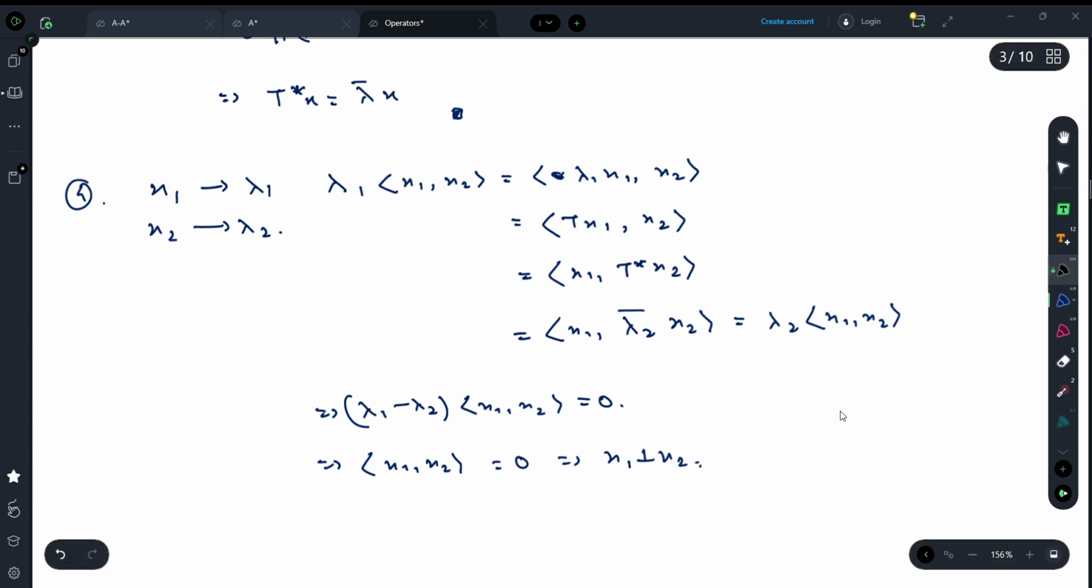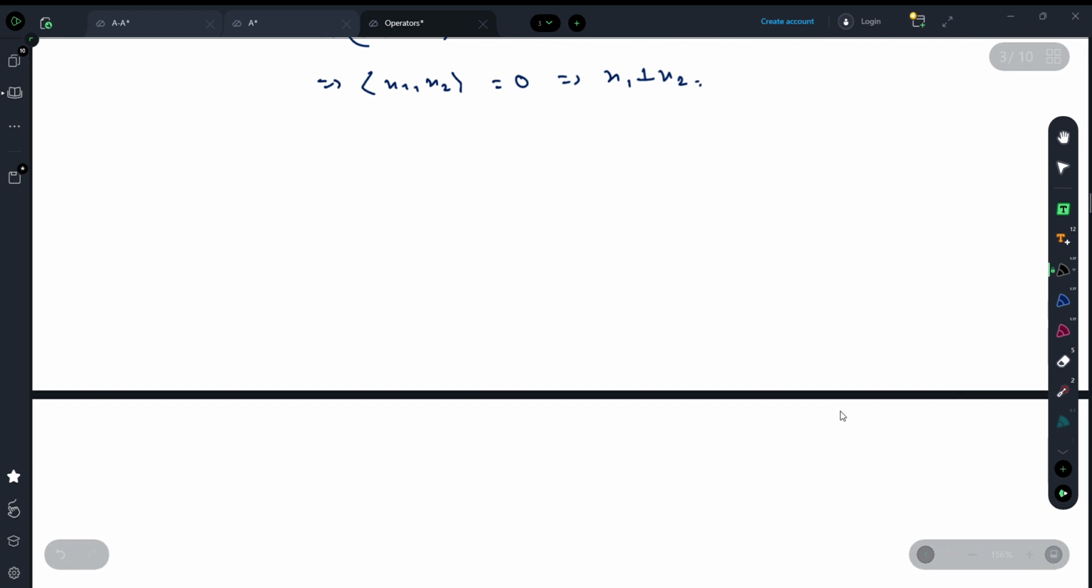Clear? Okay. So now we have a sufficient number of tools to prove what I wanted to do, and hence we discuss the theorem now. Theorem.